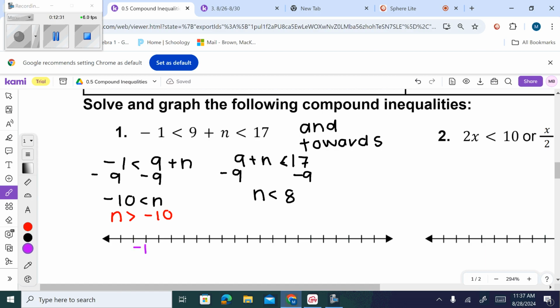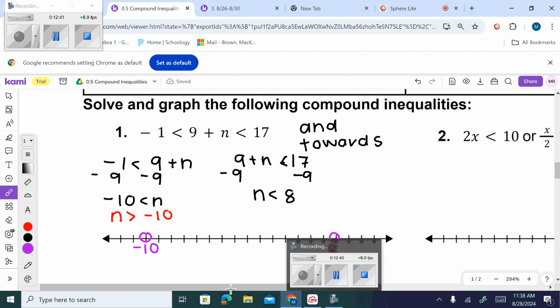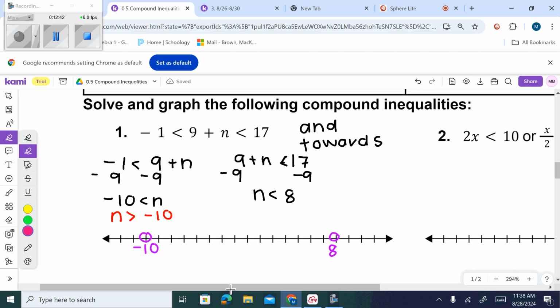Negative 10, and then I also need a what? 8. Alright, open or closed on that negative 10? Alright, what about on the 8? Alright? Which way should they be going? Alright, so go ahead and you can go right in between.